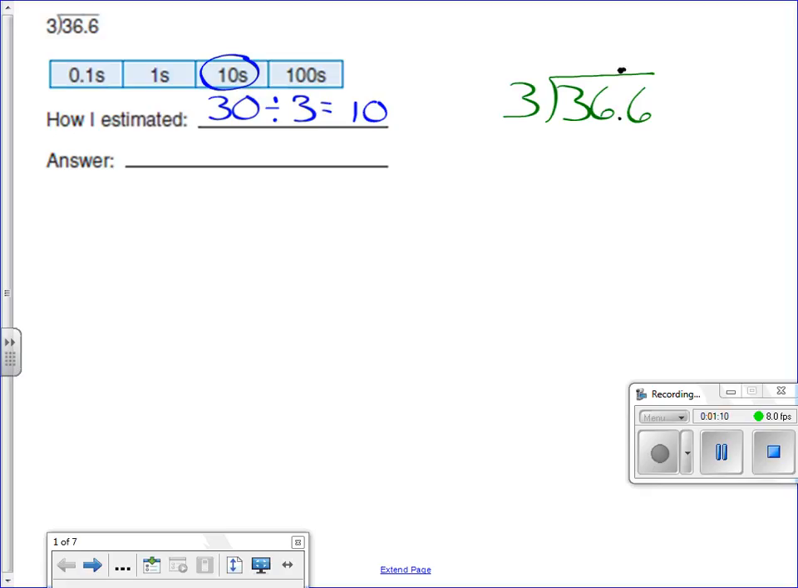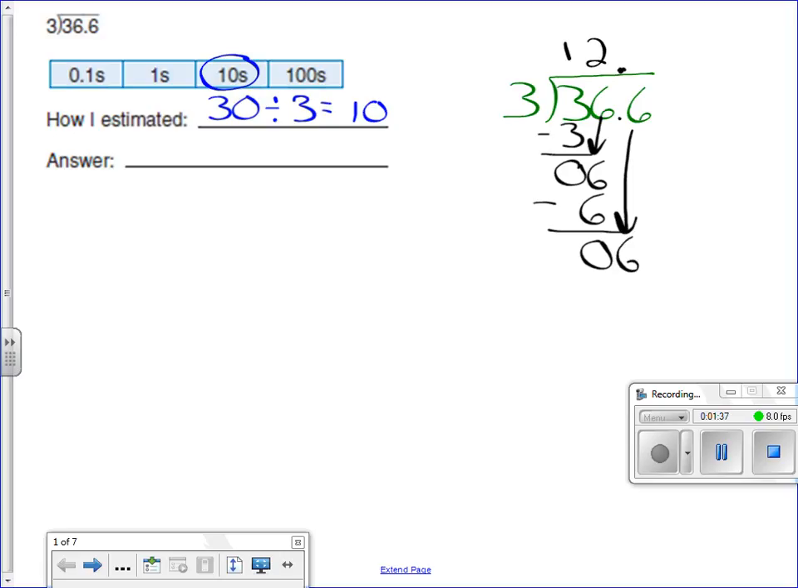Now I want you just to ignore that decimal and do division the way you've been learning in the last week. 3 goes into 3 one time. 3 times 1 equals 3. Then you subtract. 3 minus 3 equals 0. Go ahead and bring down the 6. How many times can 3 go into 6? 3 can go into 6 2 times. 3 times 2 equals 6. Go ahead and subtract. You get 0. You bring down the 6.